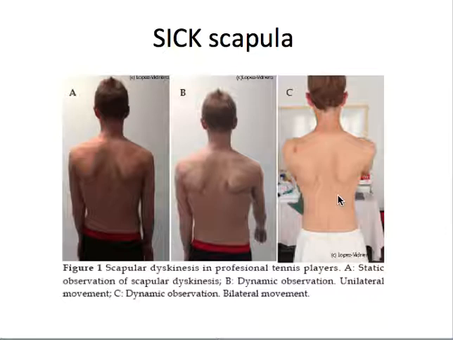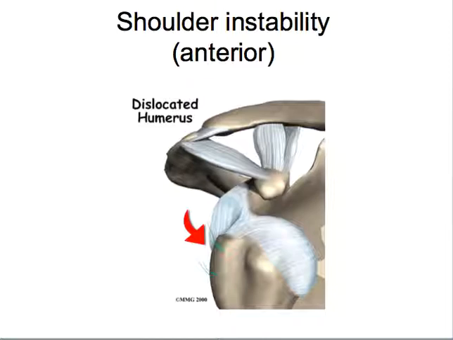The next condition is shoulder instability. The stability of our shoulder, as we talked about in the previous lecture, is through static and dynamic restraints. Injury to either of those restraints will cause changes in the neural output and add to instability of the shoulder. Anterior instability is most common. There are two of the more common instabilities or structures that we see.